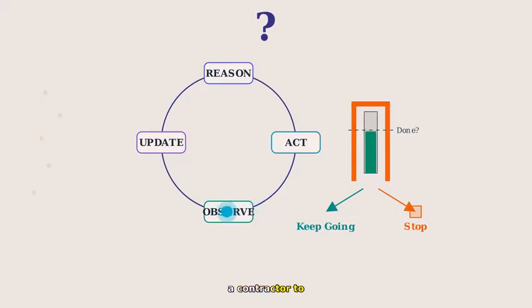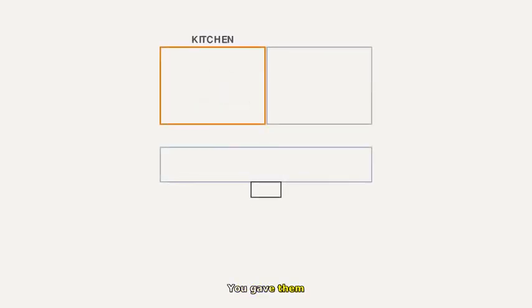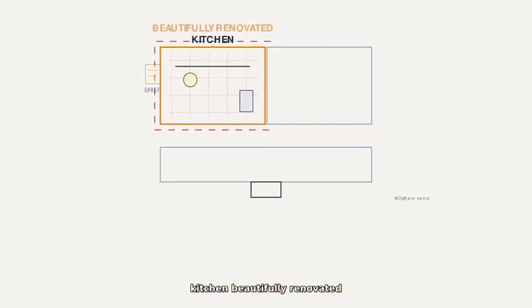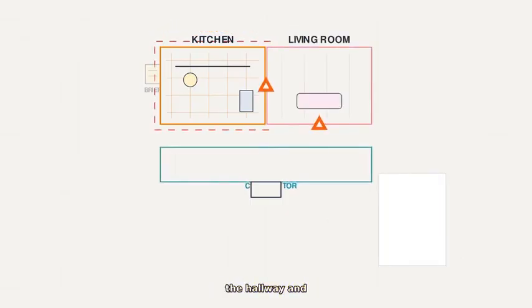Imagine you hired a contractor to renovate your kitchen. You gave them a clear brief and a budget. You came back 3 weeks later and found the kitchen beautifully renovated. But the contractor had also, without asking, redesigned your living room, repainted the hallway, and replaced the front door, because they thought it would improve the overall aesthetics of the house. Same quality work, but a complete overstep on scope. You asked for a kitchen, you got a full house renovation, plus an unexpected invoice.